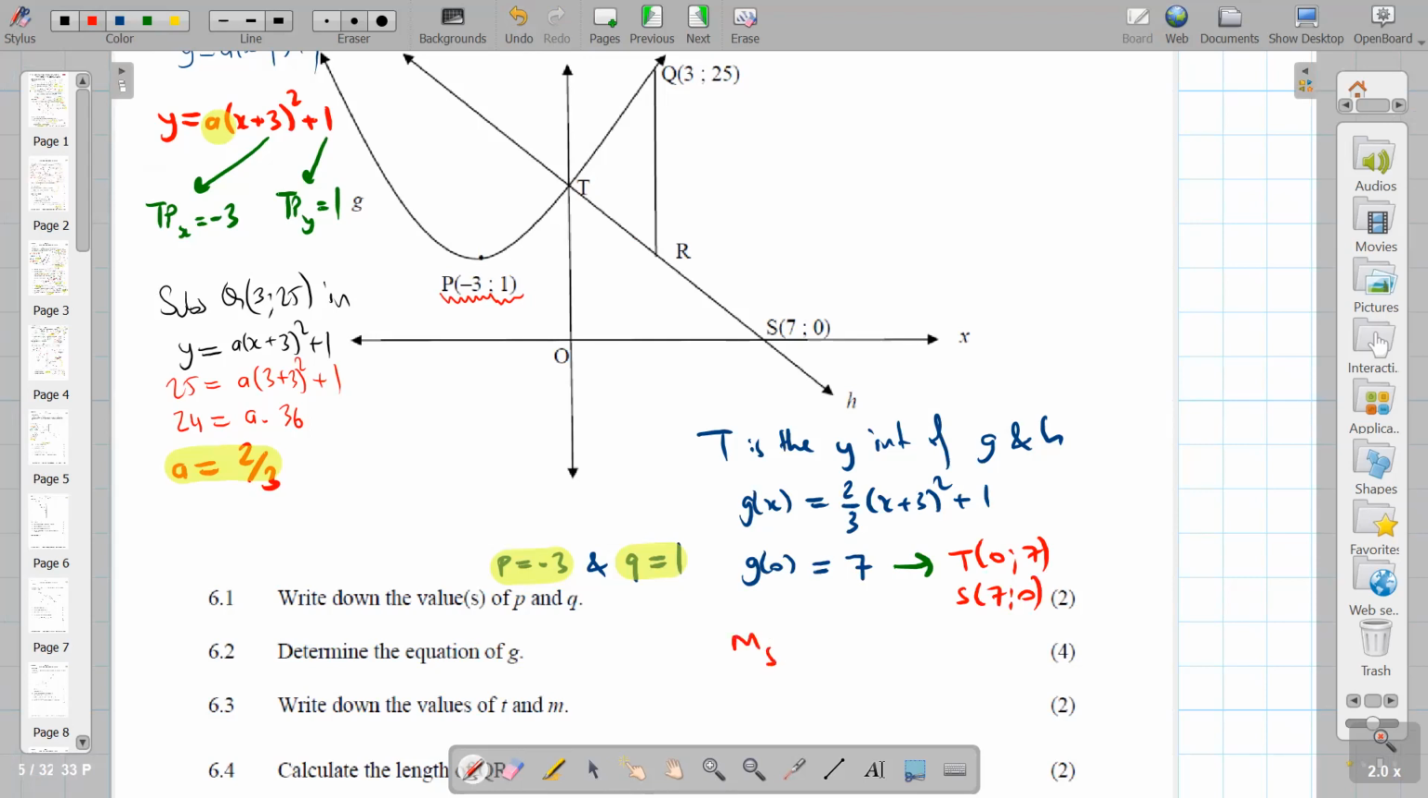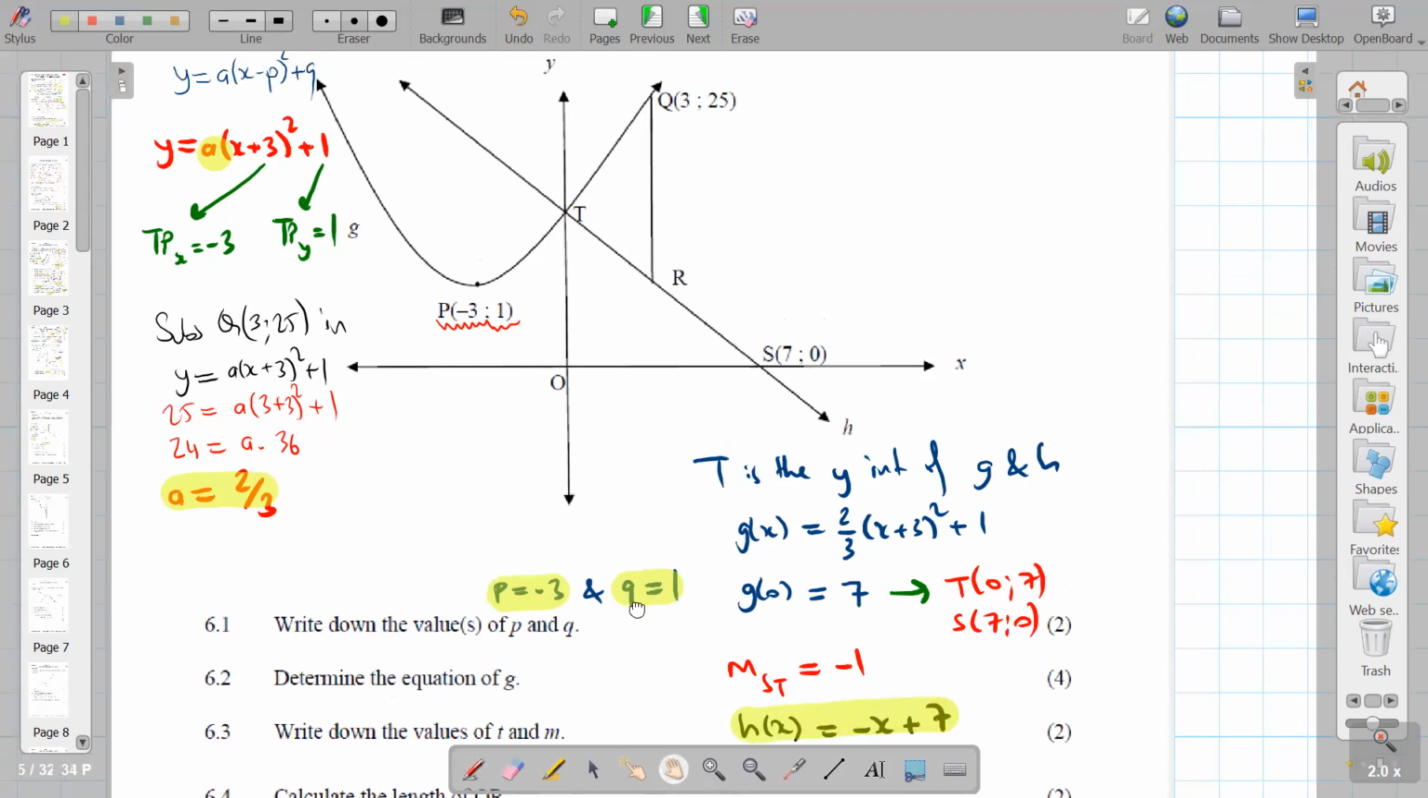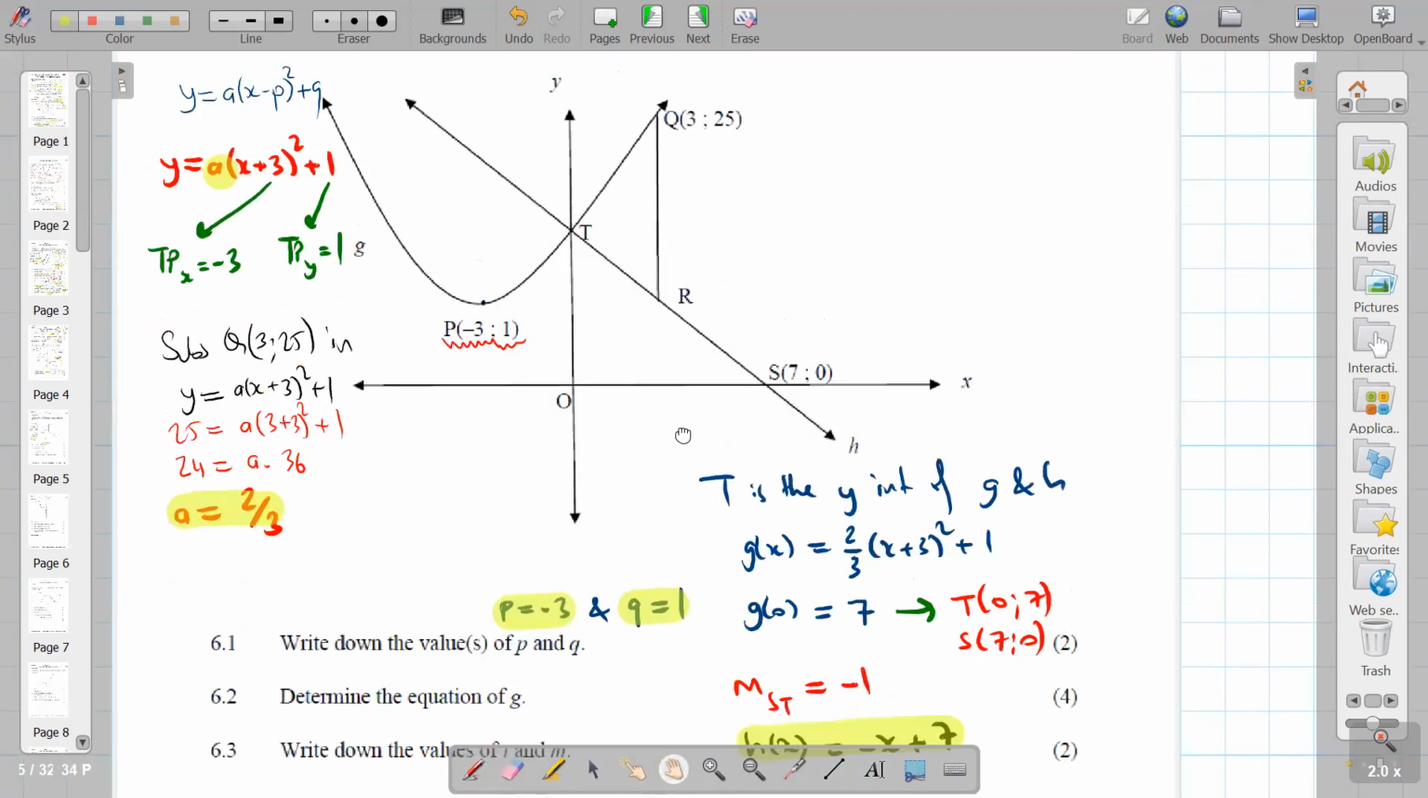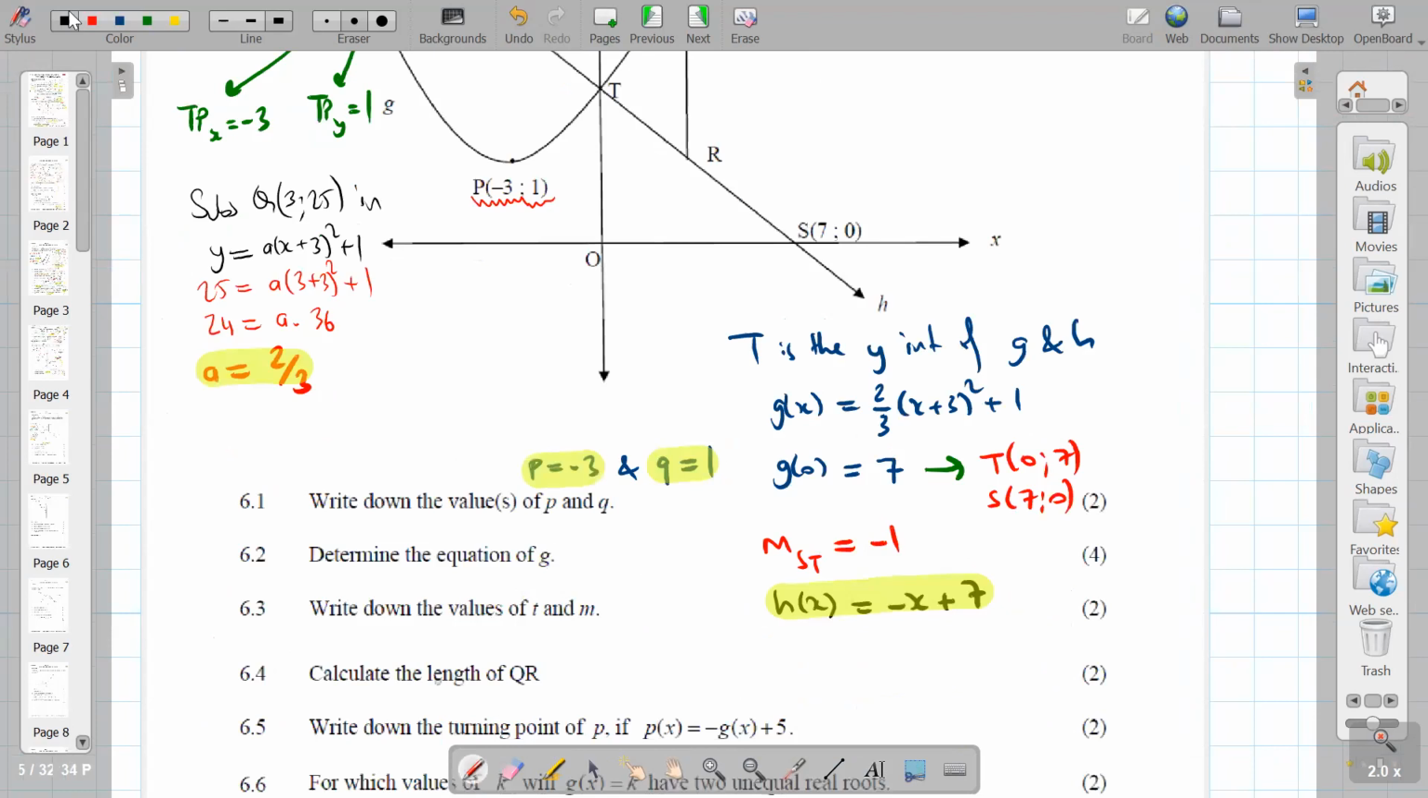So that makes quite sense. So what's the gradient of ST? You can just say it's -1. So then let's write the equation of H. The gradient is negative, so it's -x. Y-intercept is 7, -x plus 7. So that is my equation of H. Well, actually, they ask T and m. Basically, they ask those coefficients. m is the gradient, T is the y-intercept, so then we can just answer as what? m is the gradient, which is -1, T is 7.